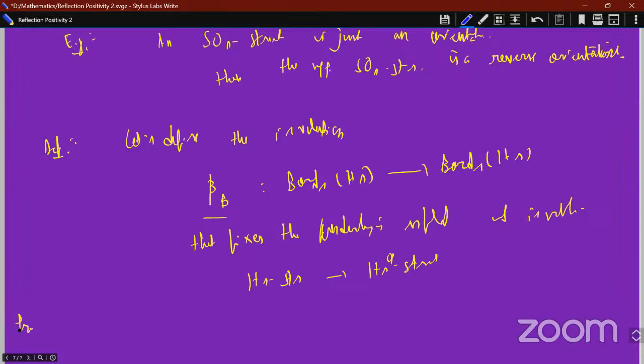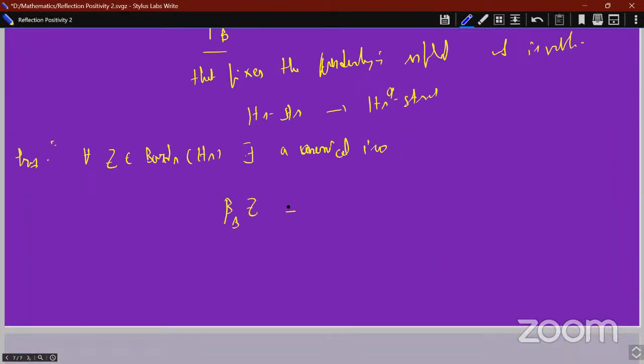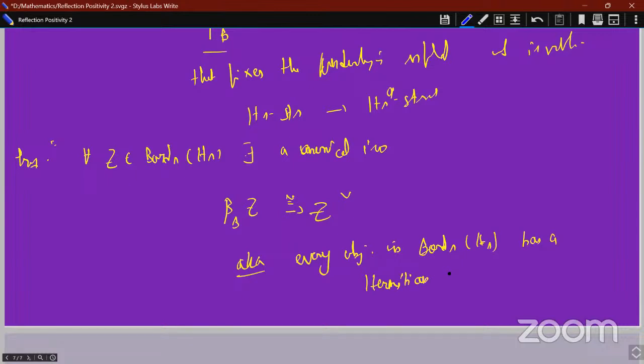So now, an important point: we have a canonical isomorphism. This is just the dual. So another way of saying this is that every object in this category has a Hermitian structure. Let's think of it as a definition for now.